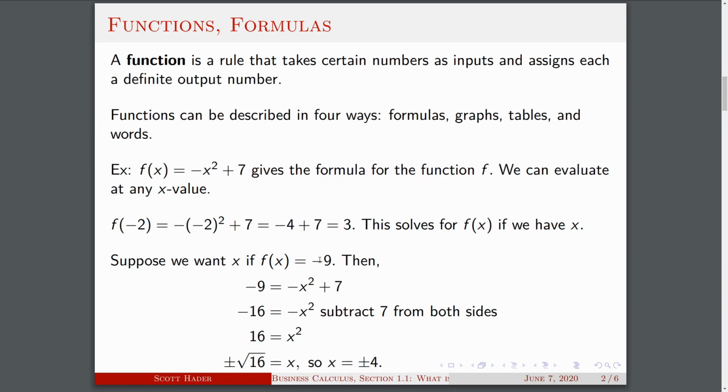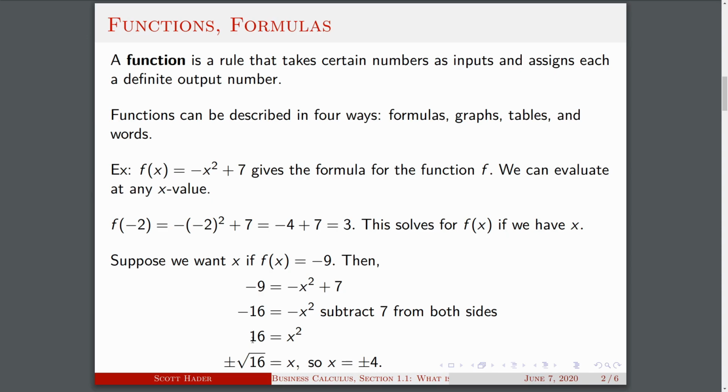Okay, so let's say we know the y value is minus 9, and we want to know the x value. All right, so instead of plugging minus 9 in for the x, of course, we just plug it in for the y value, f of x, so the left-hand side of the formula. And then we just see if we can simplify everything out. We subtract 7 on both sides, so minus 9 minus 7 is minus 16. And then we multiply by minus 1. And we get to this step, 16 equals x squared, where we can take the square root of both sides.